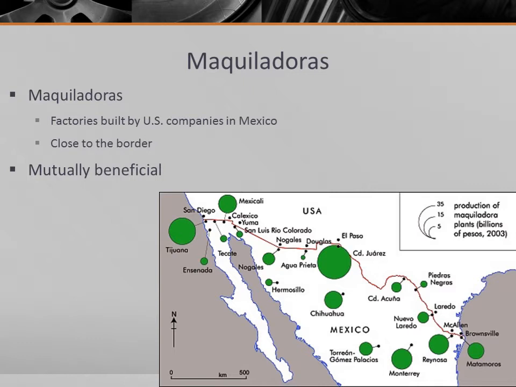Now, they originally had to be built within 35 miles of the US-Mexico border, but that restriction, as you can see from the graduated symbol map that we're looking at, has been lifted because we can see them moving a little bit further south. We see very large maquiladora numbers in Monterrey, for example. And the biggest reason why they locate close to the border is to reduce the cost of transportation. But the reason that they were built in Mexico is for the low wage work.